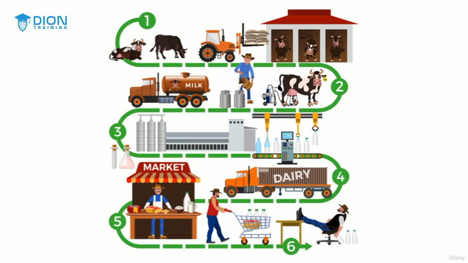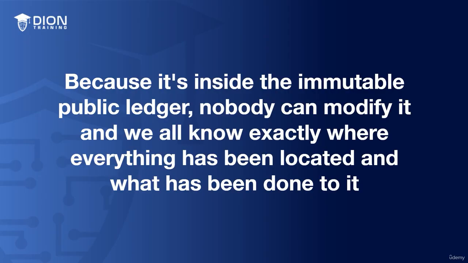This way, you know all the information about that particular food to make sure it's following the right procedures, and you have all the information you need to determine that it's safe. Also, because it's located inside the immutable public ledger, nobody can modify that data, and we all know exactly where everything has been located and what has been done to it.